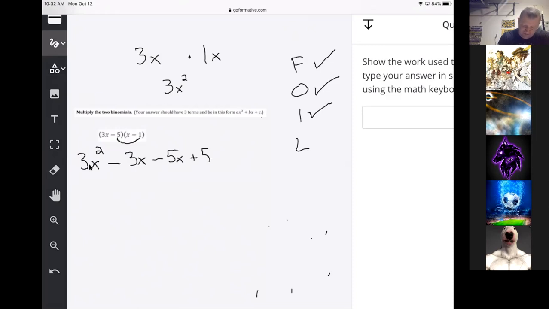Remember, if you stop here, you'd get a 3, right? You have to put the two middle ones together. What do you get when you put the two middle ones together? Done.